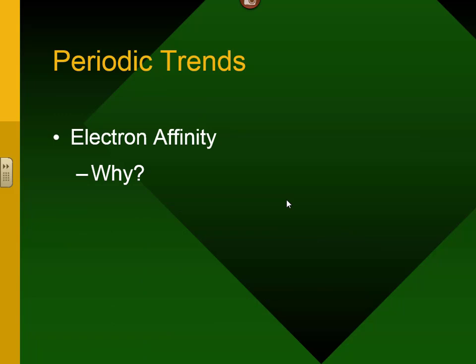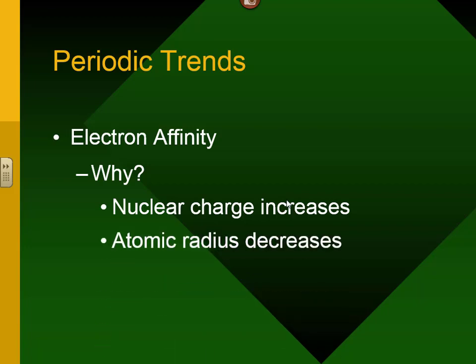The reasoning behind why this trend works the way it does has a lot to do with atomic size. As you move from left to right, or as you move from top to bottom, the nuclear charge increases. That's a fancy way of saying you're adding protons. We talked about this yesterday as you add protons from left to right. Also, as you move from left to right, the atomic radius decreases. So you add more protons left to right, the atom gets smaller left to right.